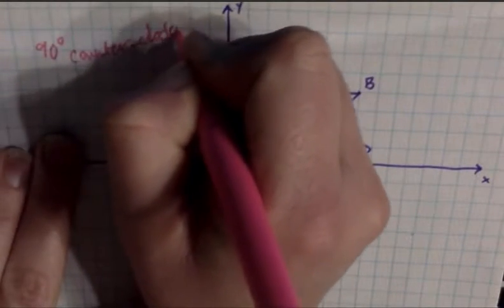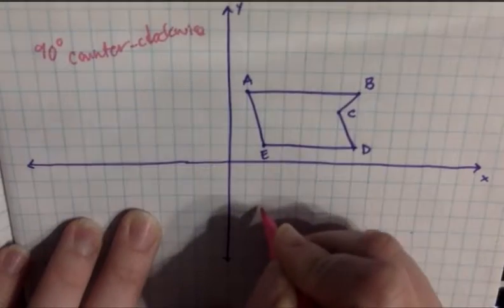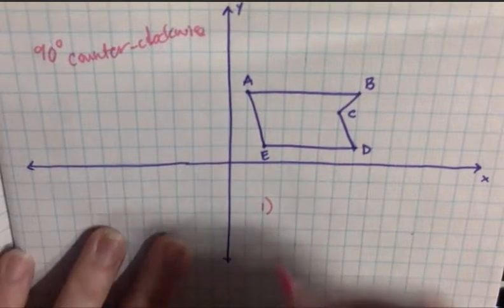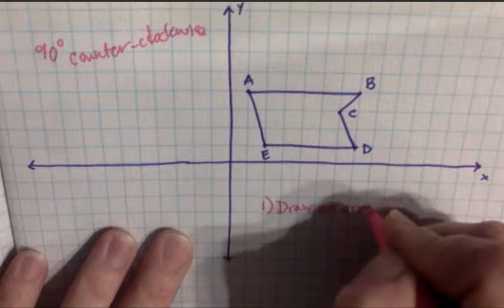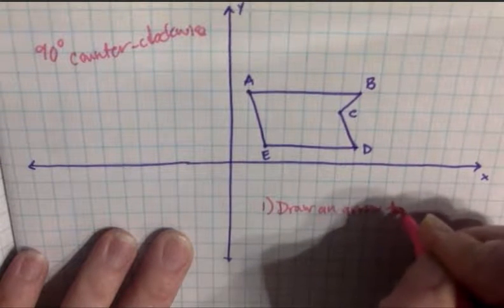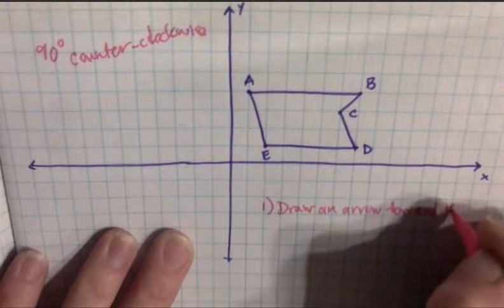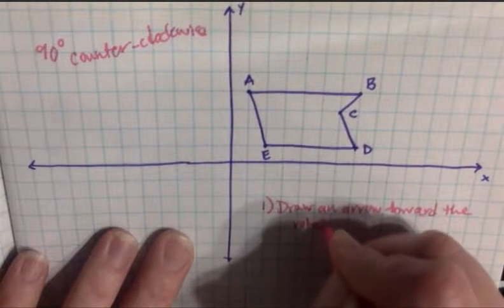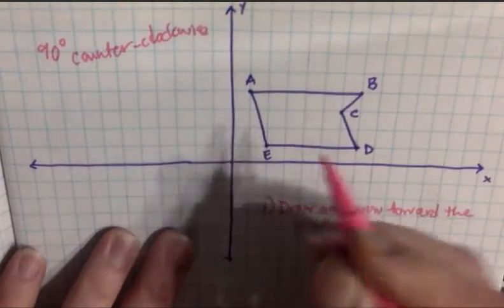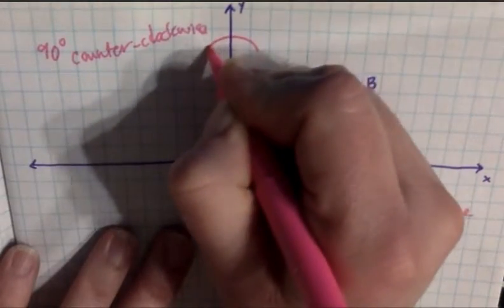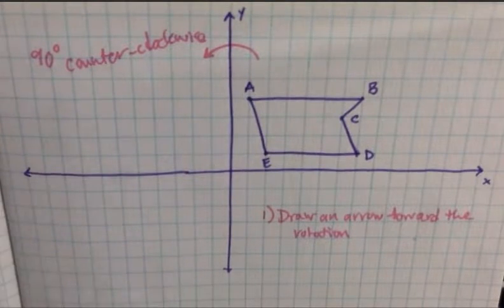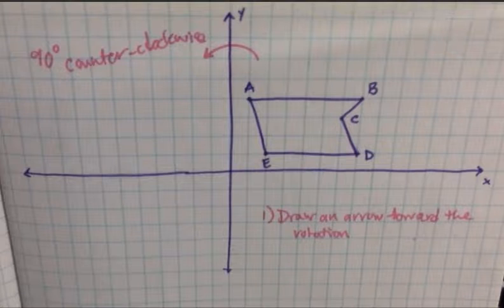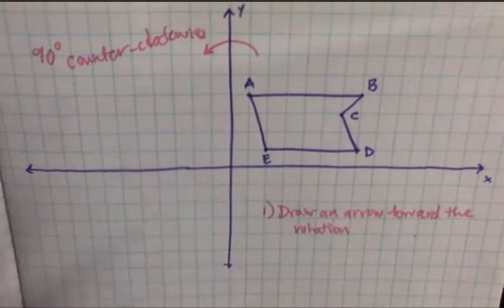So first off, when I do this, I always like to draw an arrow in the direction that I'm going to be rotating. So I am rotating counterclockwise, so my arrow is going to be drawn that way. And it's a possibility my shape will end up going over my words and stuff like that, and that's okay. That could happen. I actually am pretty positive it will. Either way, it's important that I draw an arrow in the direction that I'm rotating.